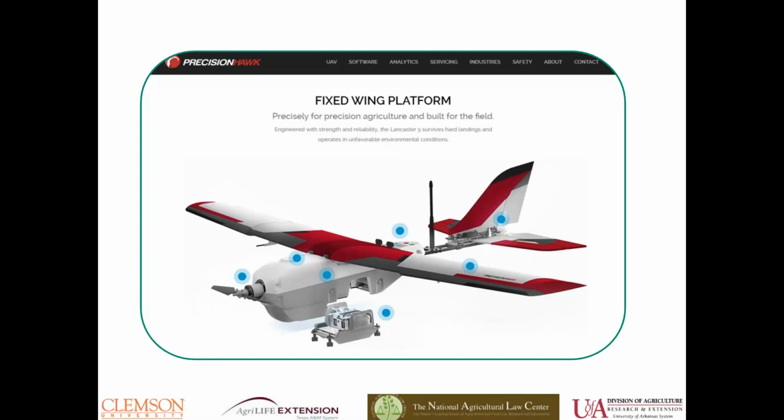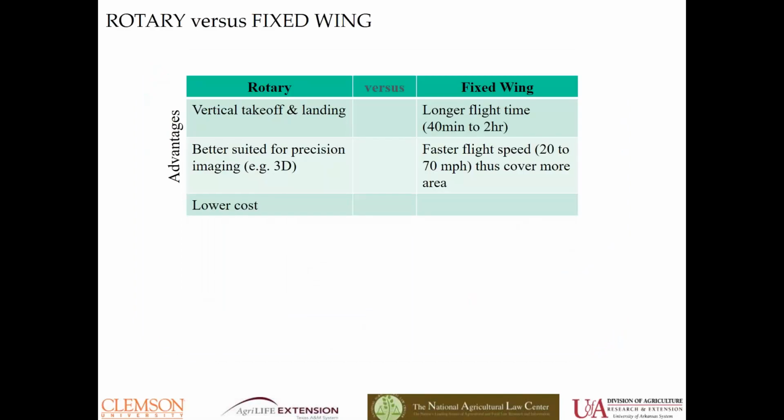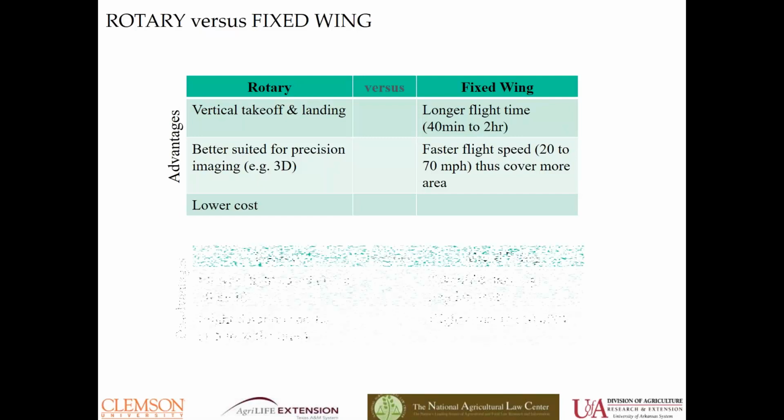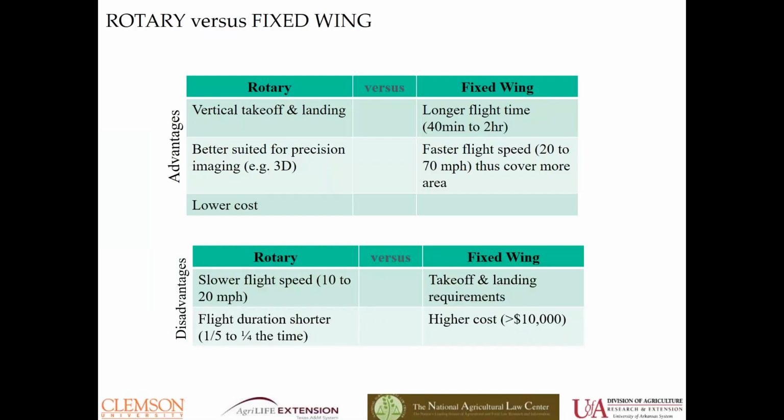Another example of fixed-wing aircraft that is used in agricultural applications is from PrecisionHawk. This table attempts to summarize a comparison between the advantages and disadvantages of rotary versus fixed-wing aircraft. The key is to figure out what is most important to your specific application and select the aircraft that best suits your needs.